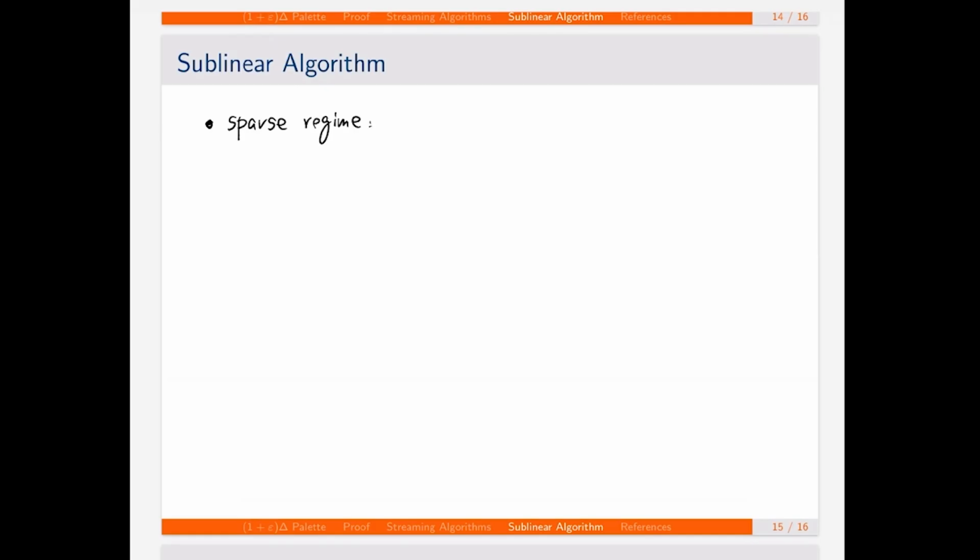In the sparse regime, we say delta is less than or equal to square root n. Then we can read the entire graph. We can read it with neighbor queries.